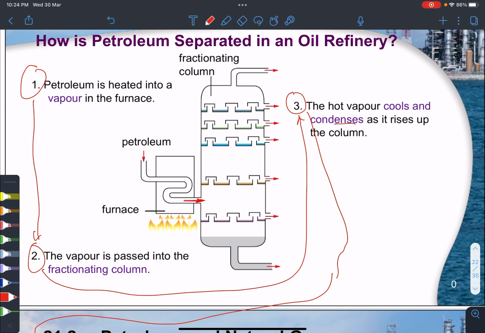I remember seeing the question as an explanation question for about 2 or 3 marks. When you see the question and try to do it, you will feel very lost. But actually, if you break it down, it's not that difficult. First, I heat petroleum to become a gas. Then the gas goes into the cooler fractionating column. And because it's cooler, the vapor will now cool and condense.